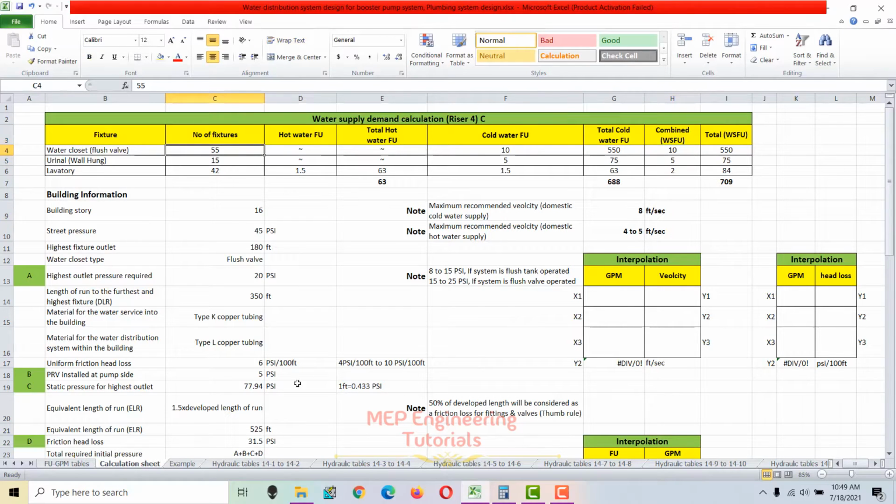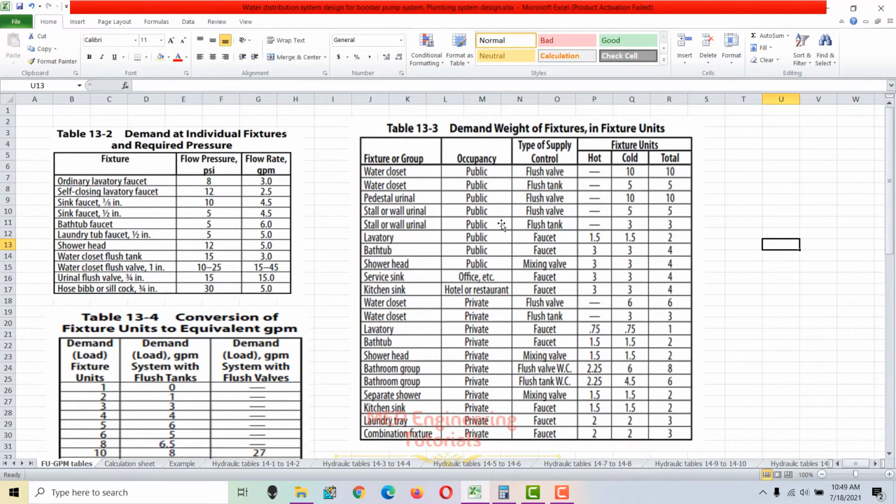Now I have to get the value for each water closet. So I'll go to this table, demand weight of fixtures in fixture units. We have a water closet in a 16-story office building, and we know it's a flush valve operated water closet. So occupancy is public, flush valve operated, and you see there is no cold water connection listed and no hot water connection, so there is no value there. We have only a cold water point in the water closet.